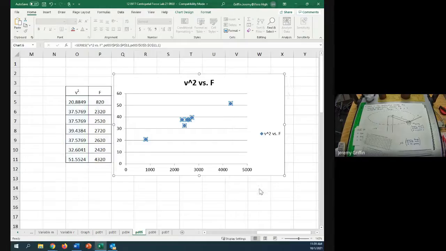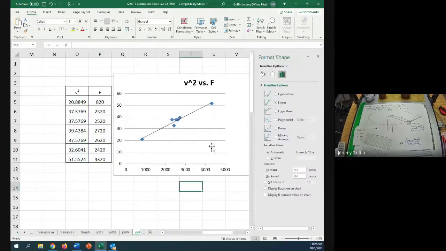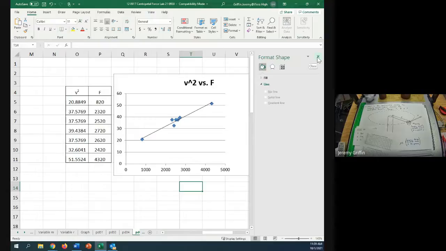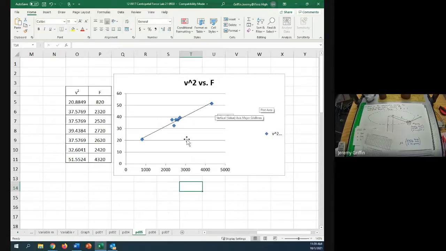And if I add a trend line, ideally, the textbook answer would have been a direct relationship that goes through the origin, but that right there is not too far off. That's pretty much what we're looking for. So go ahead and graph that. The vertical axis is v squared. The horizontal axis is force by weight, in millinewtons, of course, because we were doing millinewtons yesterday.